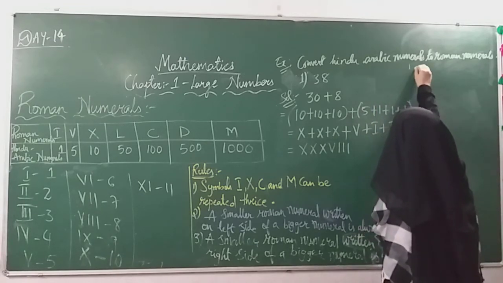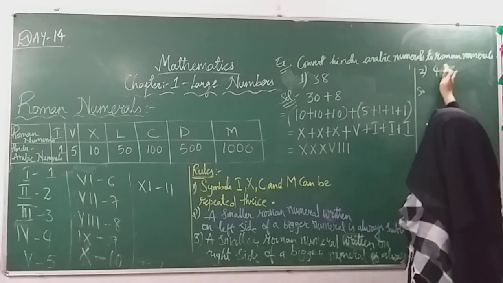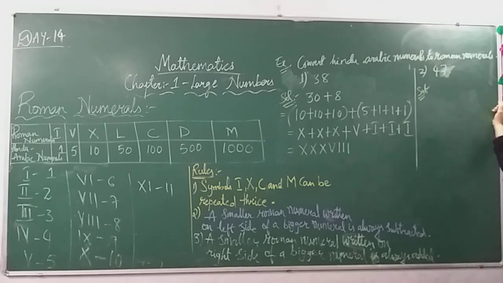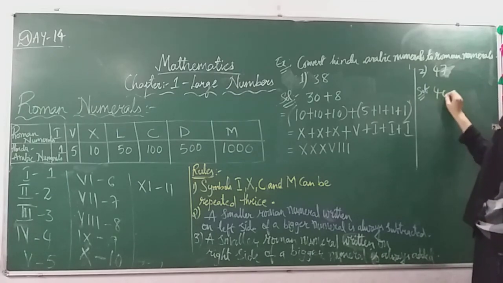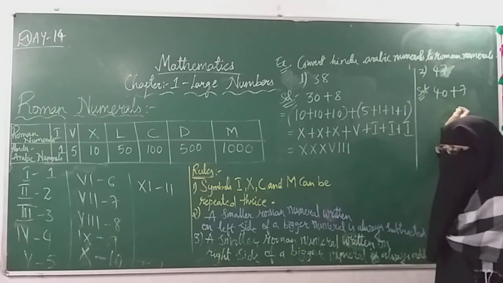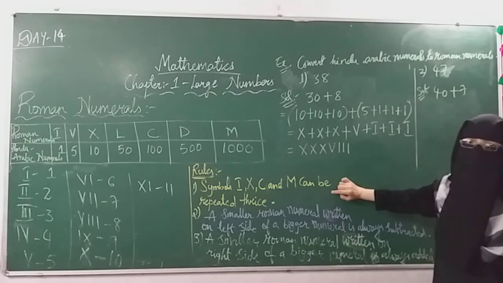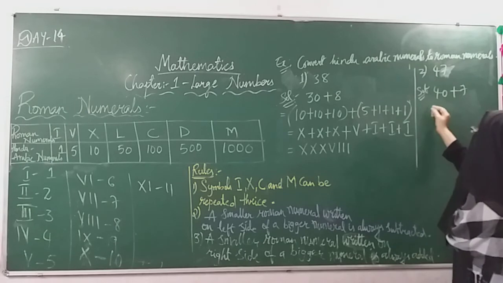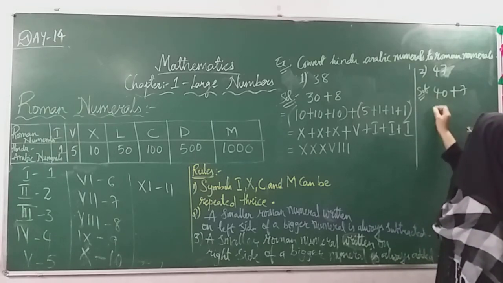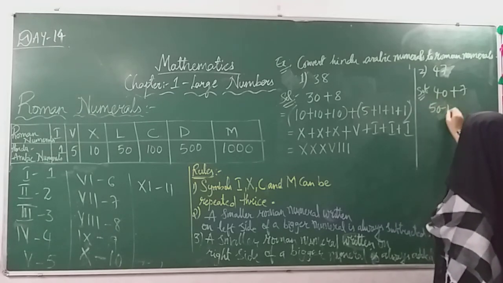We'll see one more. I'll take 47. I'm writing the solution. For 47, how can we split this? 40 plus 7. For 40, do we have a Roman numeral? No, we do not. And we cannot repeat X 4 times. That is the rule here. We can repeat X only 3 times. So for this, what should I write? I'm taking L and C. First, I will write 50 minus 10.